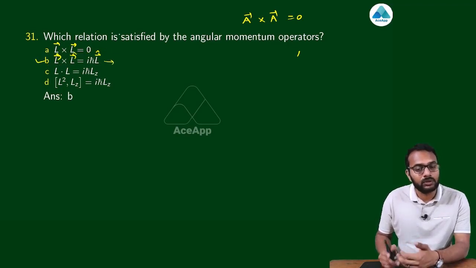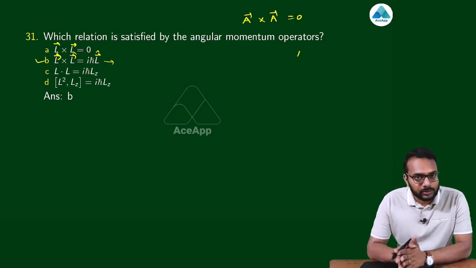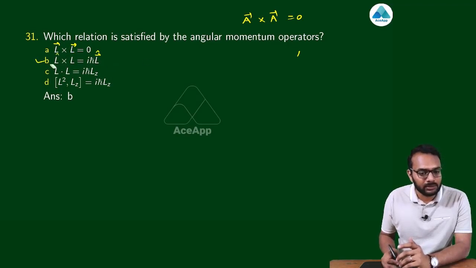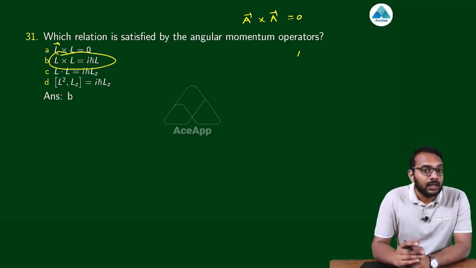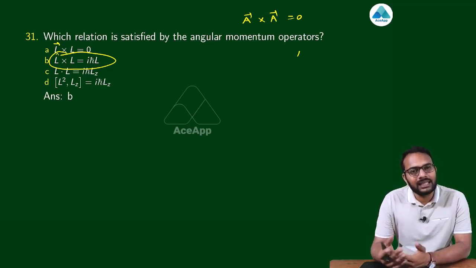Okay, if you want the proof, you can go back to our notes on angular momentum operators. The proof is in the last steps there. You can check that if you want, or you had better remember this: L cross L equal to IH cross L. Okay, this is equivalent to the angular momentum commutation relations. Otherwise, L dot L is equal to IH cross LZ. That's not true. L dot L is just L square, that's LX square plus LY square plus LZ square. So option C is not correct.